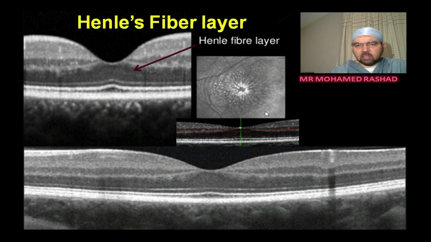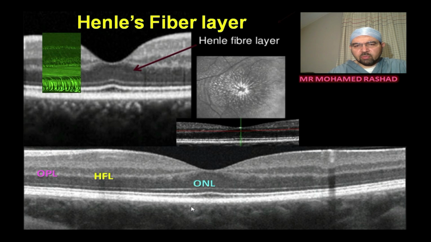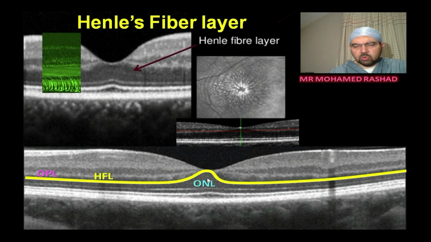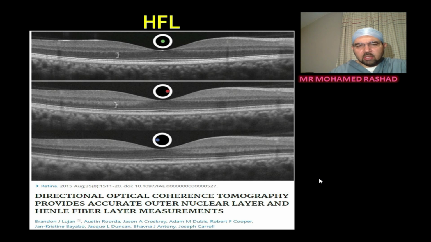So the Henle fiber layer, if you see here in our OCT scan, there is this faint change between the outer nuclear layer and the outer plexiform layer, and the Henle fiber layer is this layer, which we put as the yellow band here. There is an article in Retina in 2015 that shows that when we project the light of the OCT scan in a different way, we can have a different thickness of the Henle fiber layer, which means that the fibers are different from the outer plexiform layer.